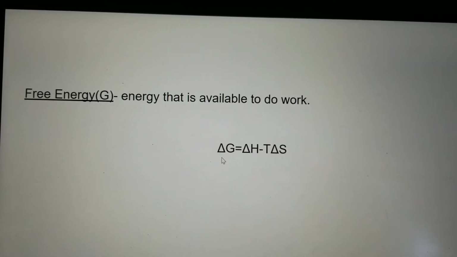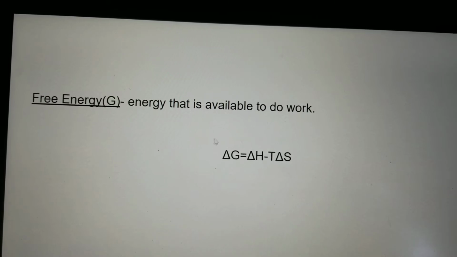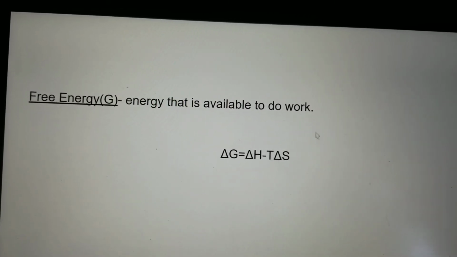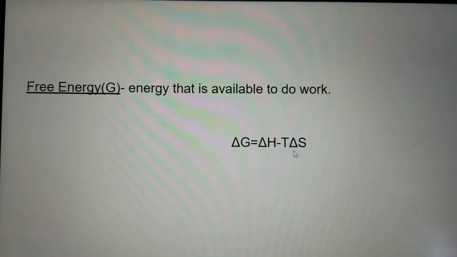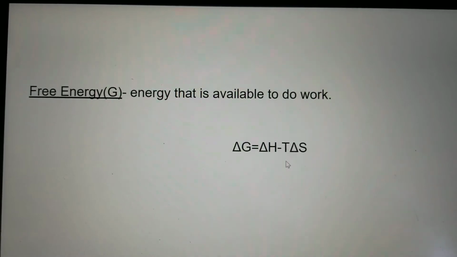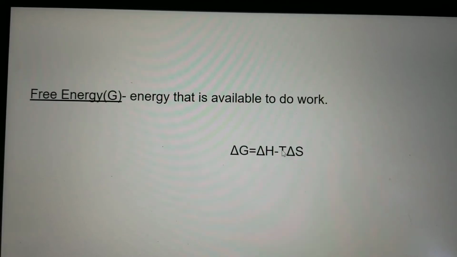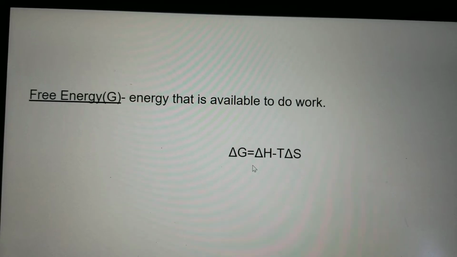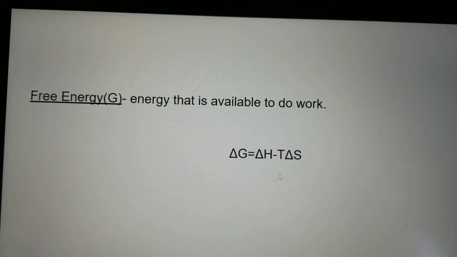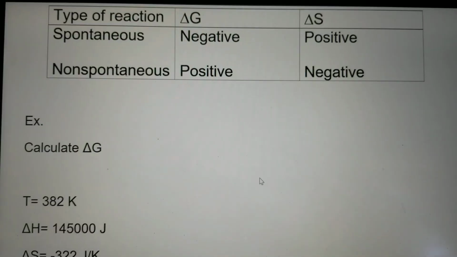And we are going to use this equation: delta G equals delta H minus T times delta S. That is the equation, which is given to you. You don't have to memorize it. The tricky part about this equation is that you have to remember your order of operations, and you don't just go in order. You have to do the multiplication first, T, the temperature, multiplied by delta S, and then take delta H and subtract that value. So you just have to be careful with your order of operations.